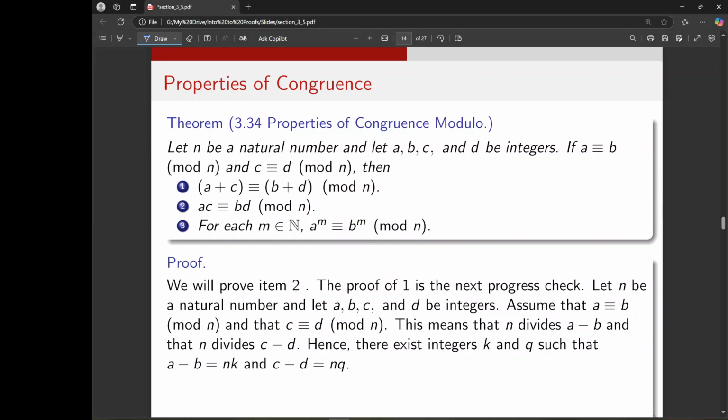So I'll prove number 2 right here, and then the proof of 1 will be the next progress check. So let n be a natural number, let a, b, c, d be integers. Assume that a is congruent to b mod n and that c is congruent to d mod n. So here's an example of a proof where your assumption is more than one sentence, and that's okay as long as you use keywords like assume or let.